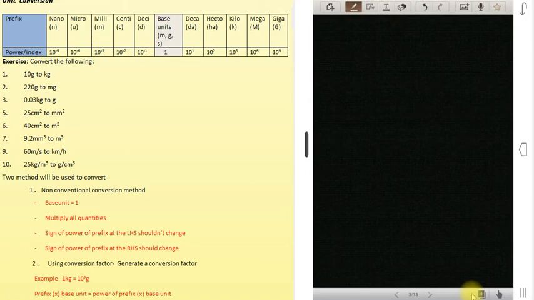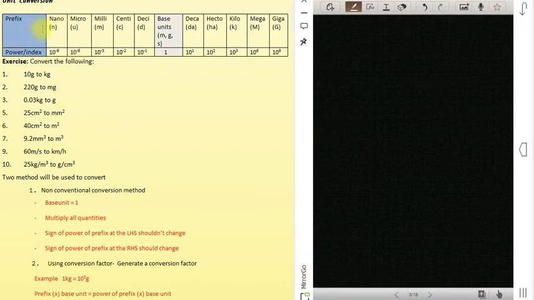Hello guys, in my last video I explained two methods you can use to convert any quantity you want to convert. And in this video I'm going to explain two more methods you can apply to convert any given quantity. Okay, now let's go through this briefly and then we take some problems.